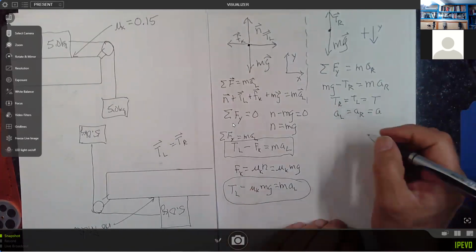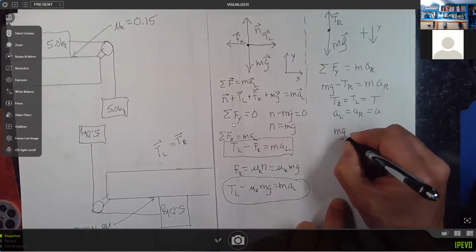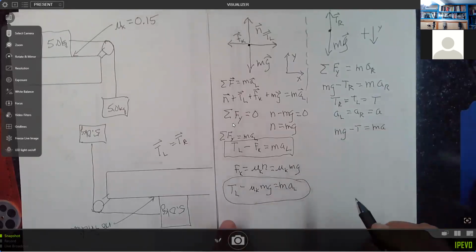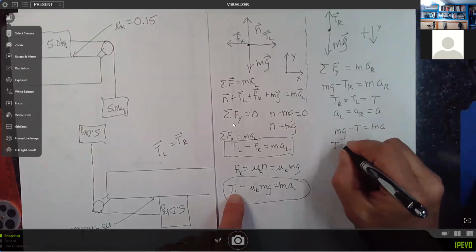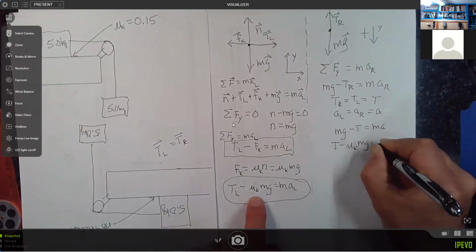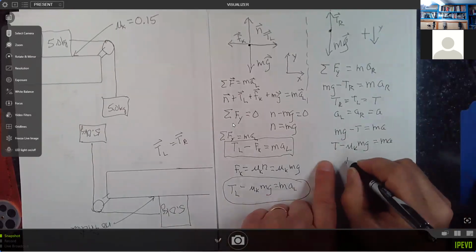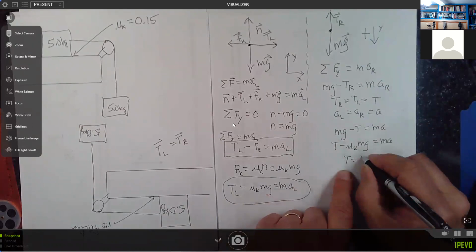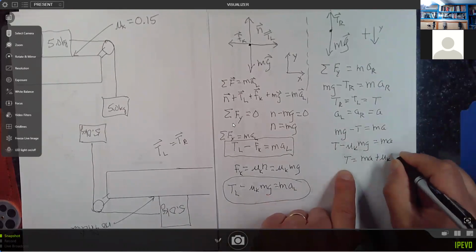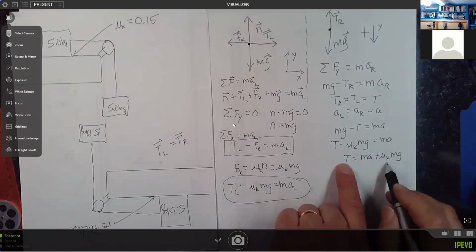So these two equations are now going to look like, if I rewrite that one, mg minus T equals ma, and T minus mu sub k mg is equal to ma. Or if I kick this across, I can say that T is equal to ma plus mu sub k mg. Okay, that's what T is equal to.